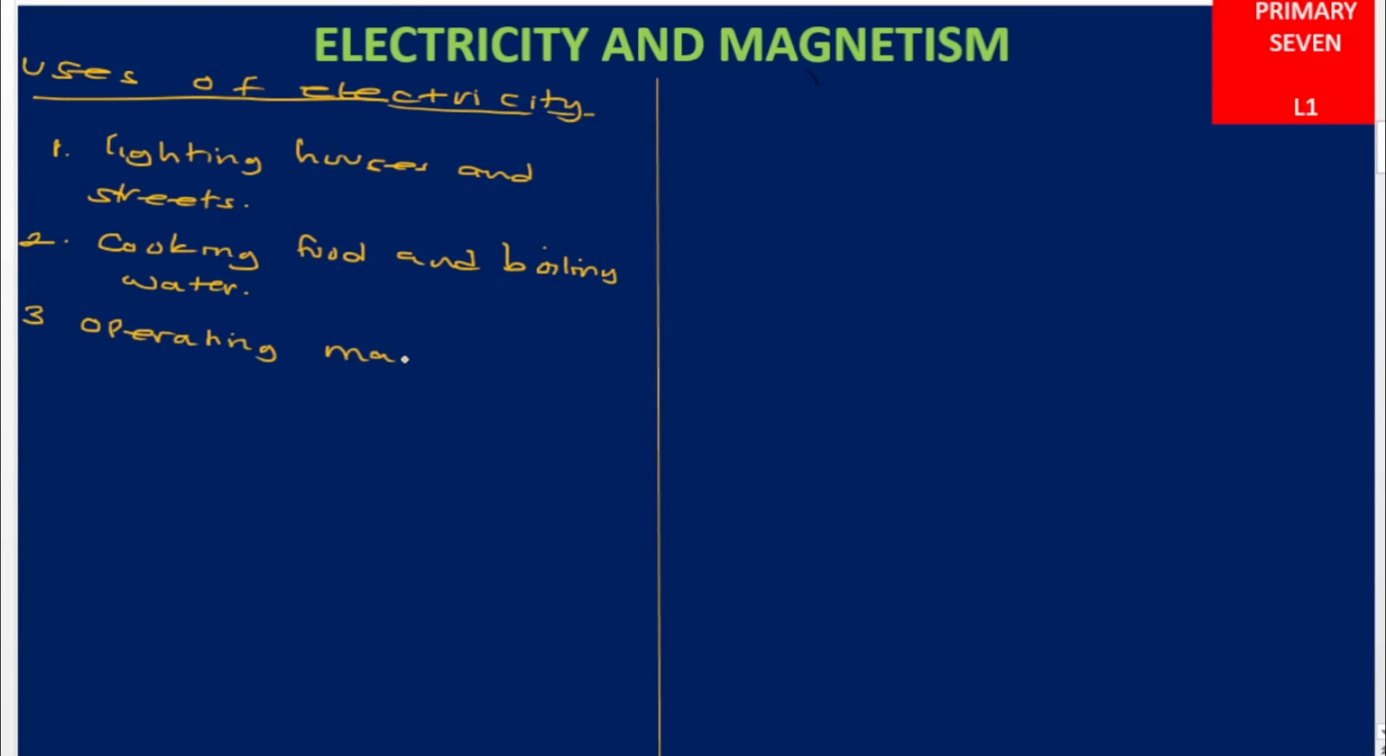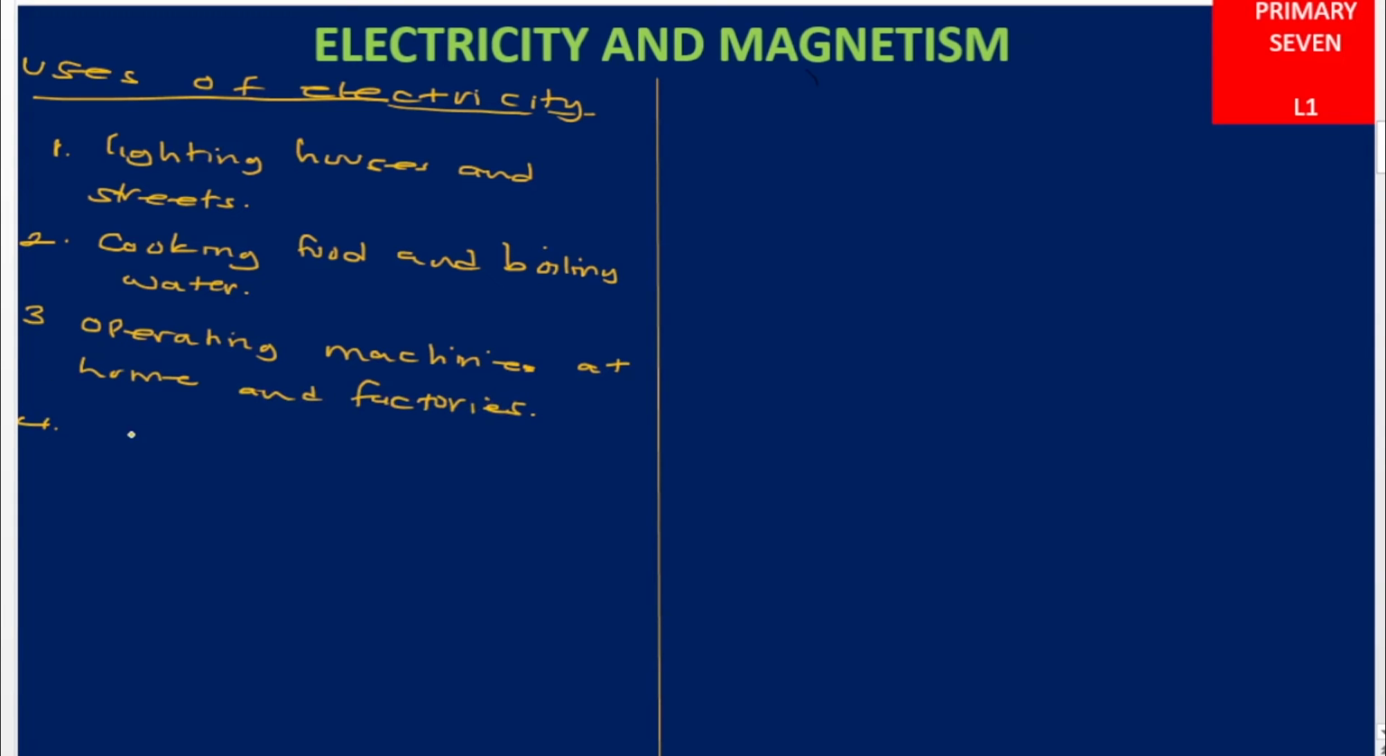Operating machines, like right now I'm using a machine, and this machine is using electricity. It's a computer; you are also using a phone, so you need electricity. Once the power is off, you charge, so you are using electricity to operate various machines at home, like televisions, cookers, ovens, washing machines, and very many others, and even some machines in factories.